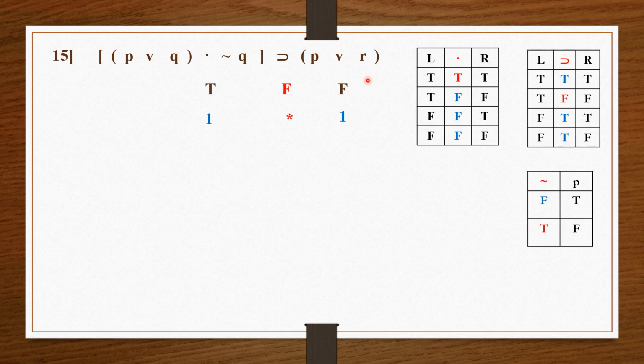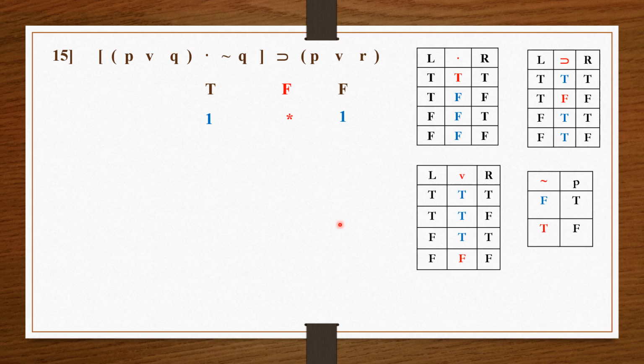When is a disjunctive statement false? A disjunctive statement is false only under one condition, that is when both the disjuncts are false. So write here false and here false. P is one disjunct and R is another one. So false, false. Number it as 2, 2.